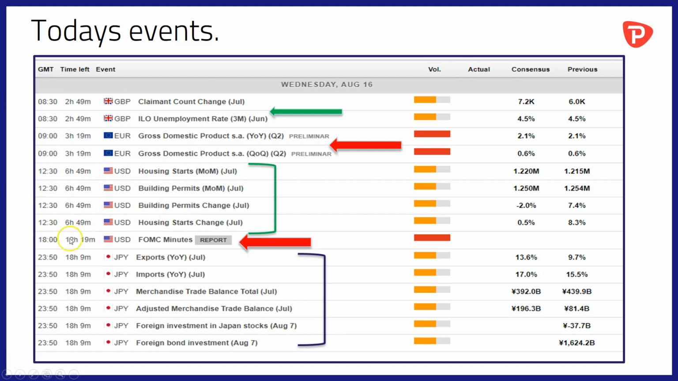And then at 6 o'clock GMT, 7 o'clock London time, probably the highlight of the day, the release of the FOMC minutes. That's the minutes from the last Federal Reserve interest rate meeting. Obviously, those minutes will be closely scoured for any hints about what the Fed will do next. And then to finish the day at 23:50 GMT, we have Japanese trade balance data, foreign investment and foreign bond investment. Again, that will be closely watched in the light of recent GDP figures from Japan.